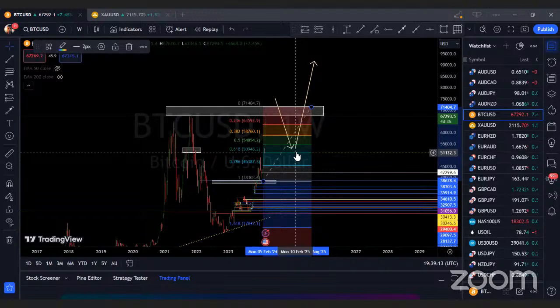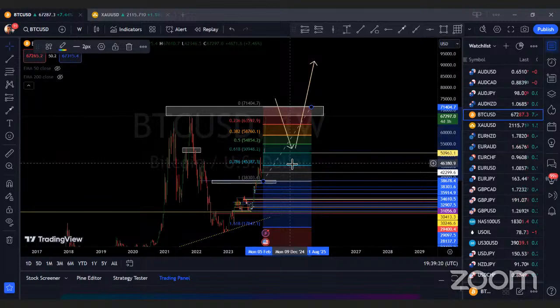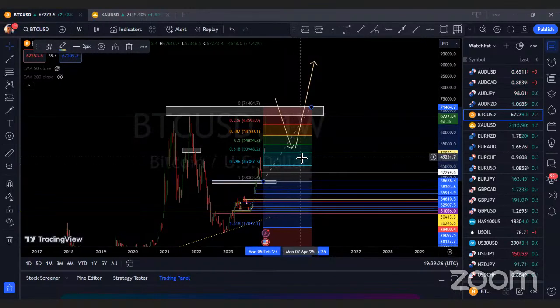50.0 or 61.8, which is around 51,000, or 78.6. Then another buy opportunity is present. It will come by time.